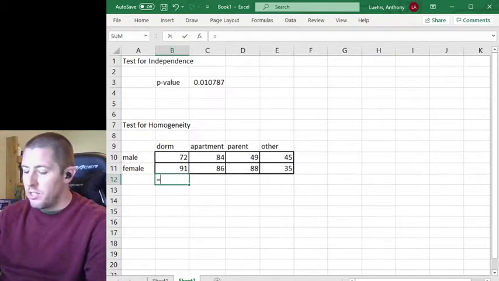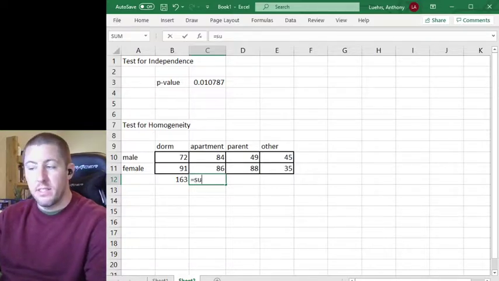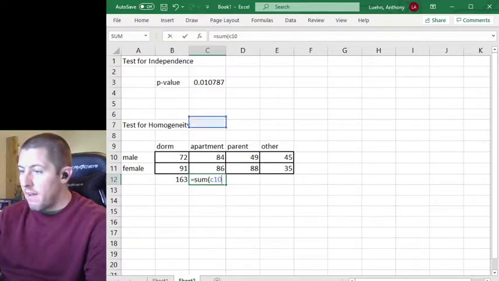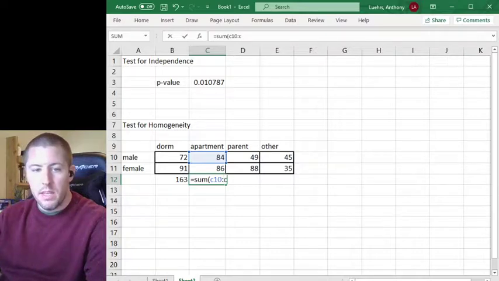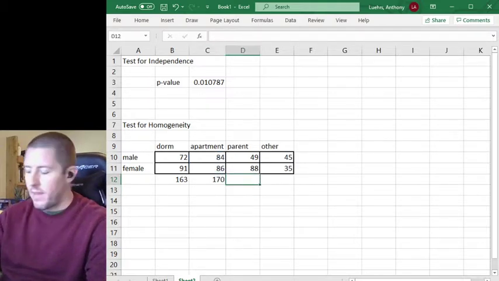Notice that I could totally just do equals 72 plus 91. There's nothing really wrong with that since it's just two numbers. Alternatively, the more Excel way to do things would be to say the sum of, here I have C10 through C11, using that colon to separate them right there. And we can see highlighted in blue, it's selected the numbers that we want.